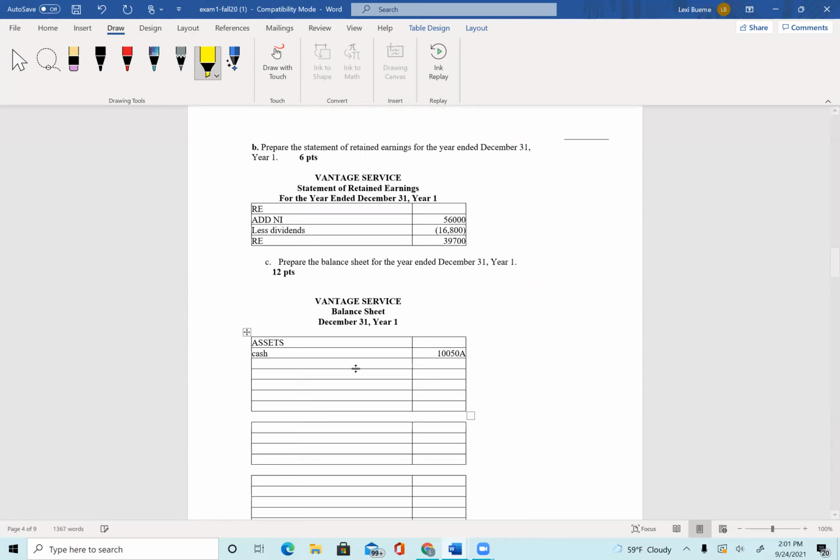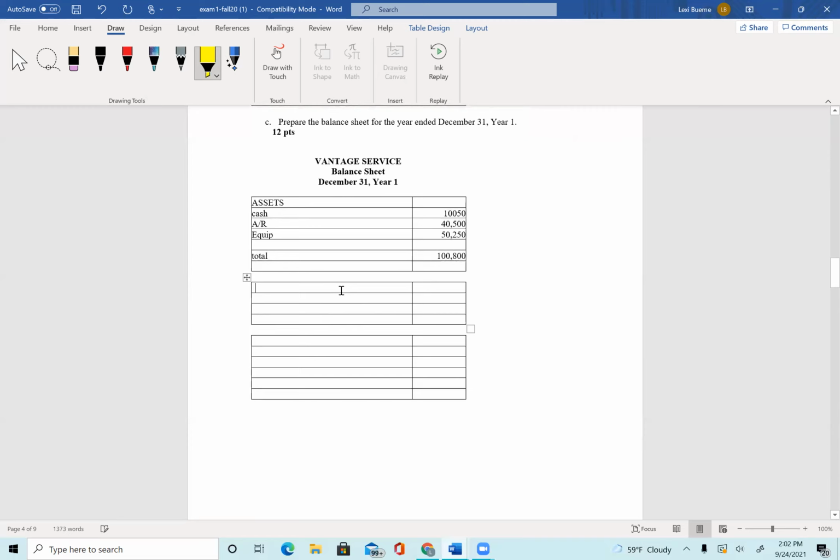And then accounts receivable, which is going to be 4,500. And then equipment, which is 5,250. So that's going to be total 10,800.